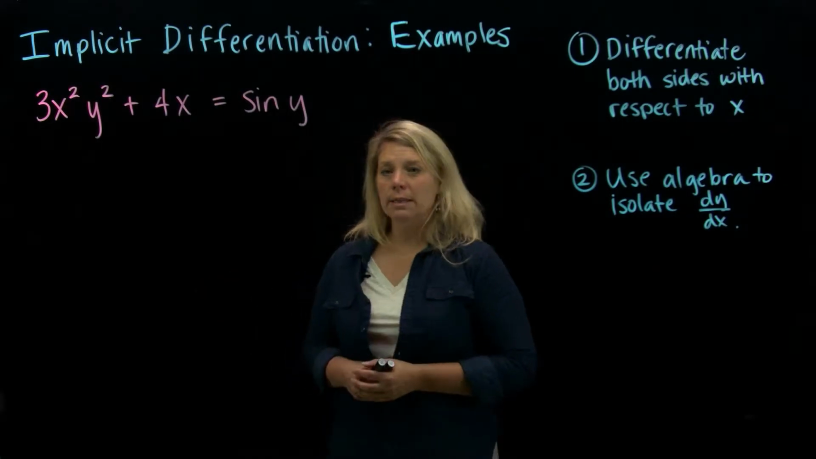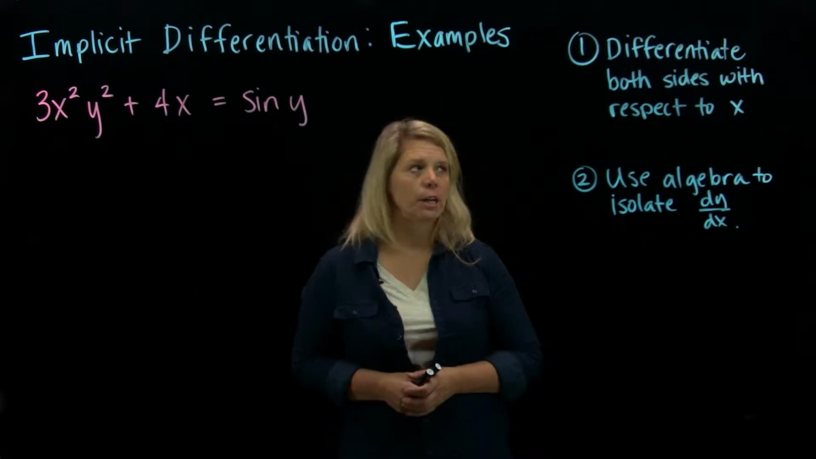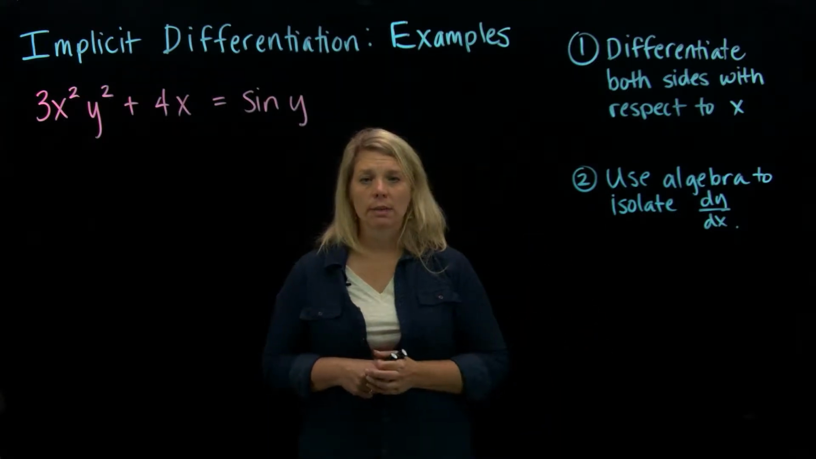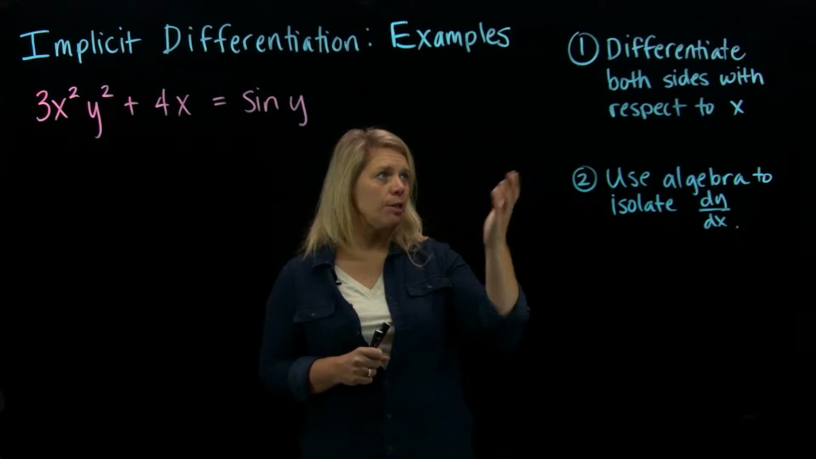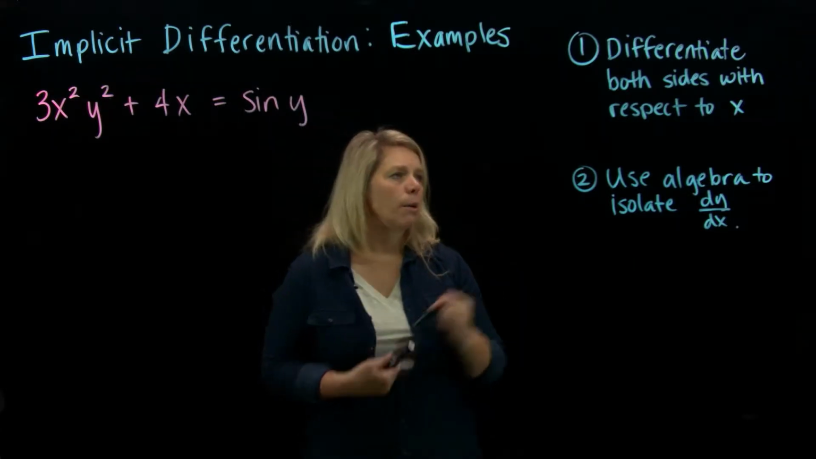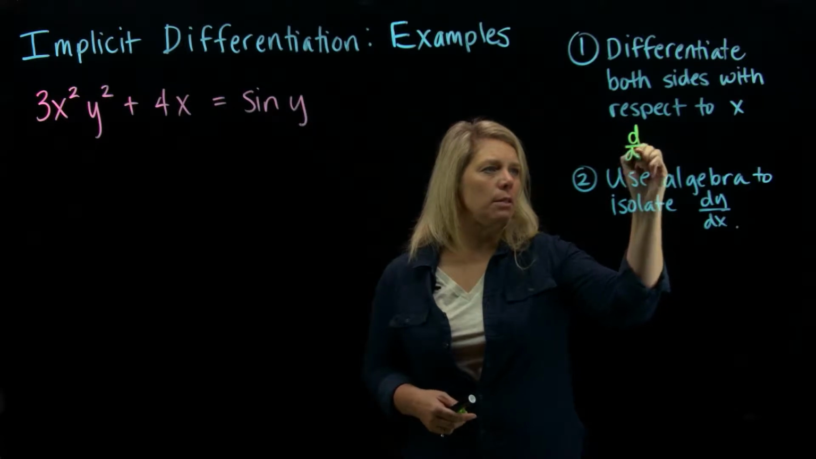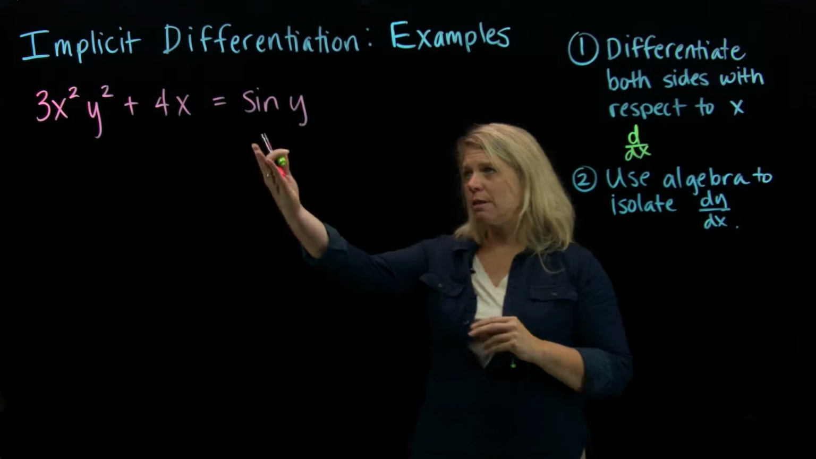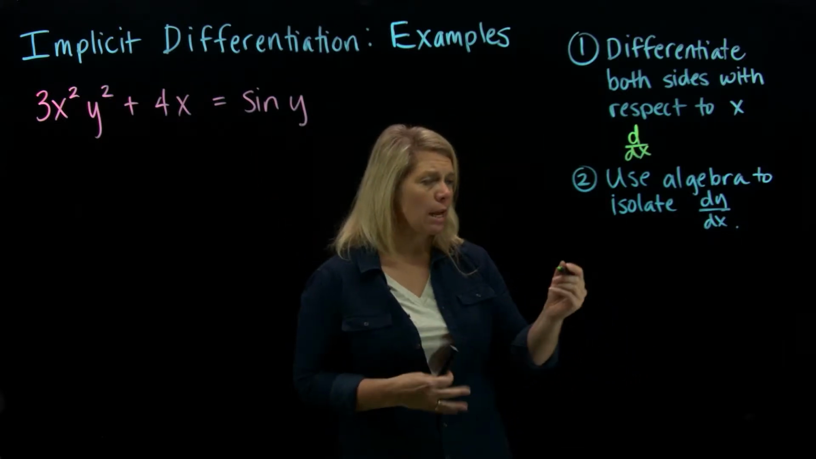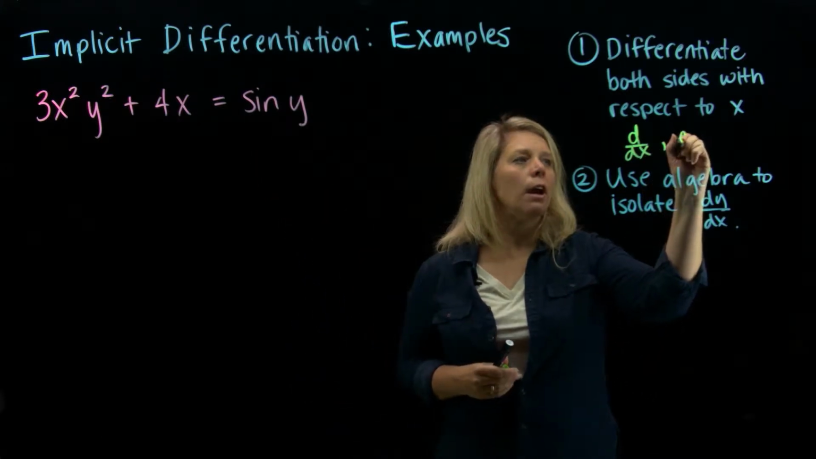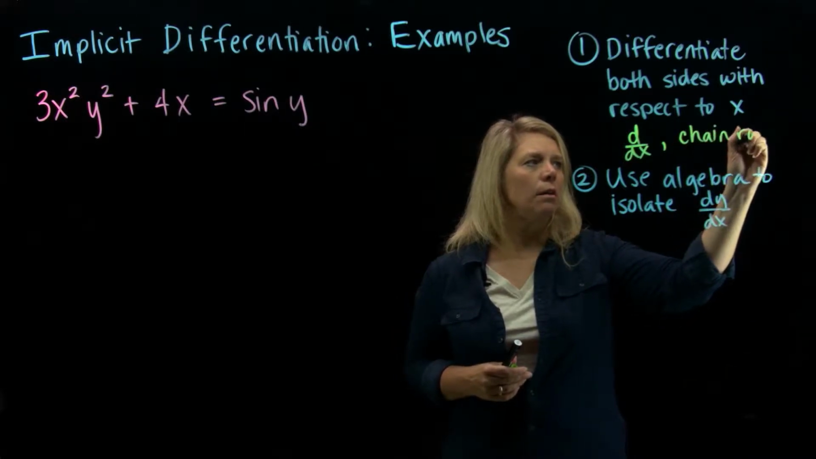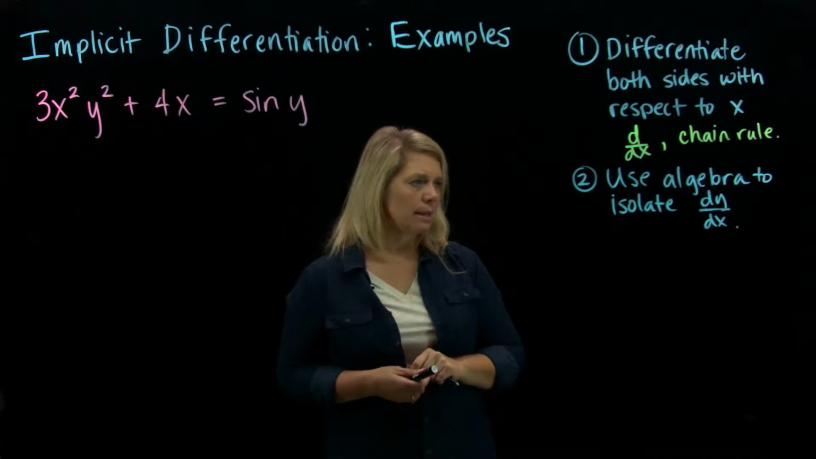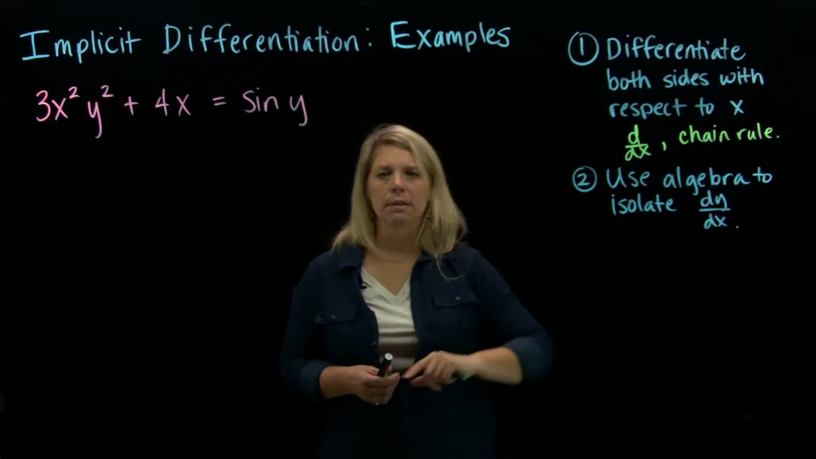Okay, so we're going to look at some examples of using implicit differentiation. We talked in the last video about the two main steps for implicit differentiation. Differentiate both sides with respect to x. So we're going to apply a d dx to both sides of the equation. And when you differentiate functions involving y, that's where you actually use chain rule. You have this extra factor of dy dx. And then the last main step is to use algebra to isolate dy dx. So two main steps in this problem.